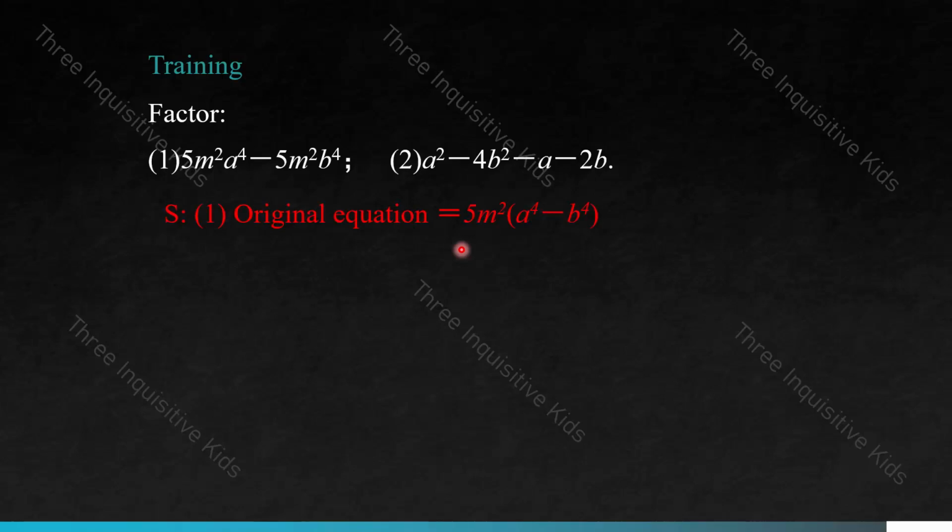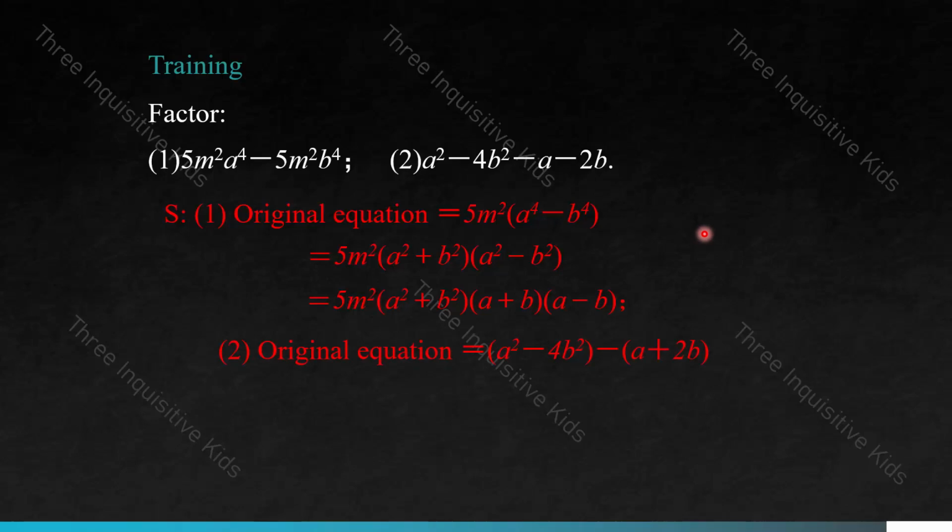And then after taking that out, the remaining expression in the parentheses would be a raised to the fourth power minus b raised to the fourth power. We can simplify that, and we have 5m squared times (a squared plus b squared) times (a squared minus b squared). We continue simplifying, and this is our final answer.